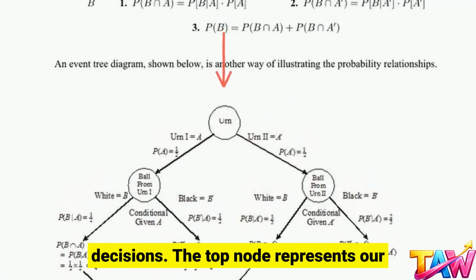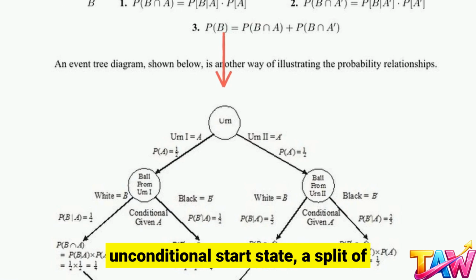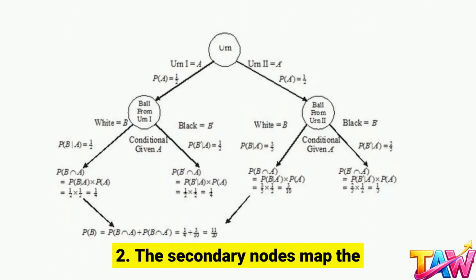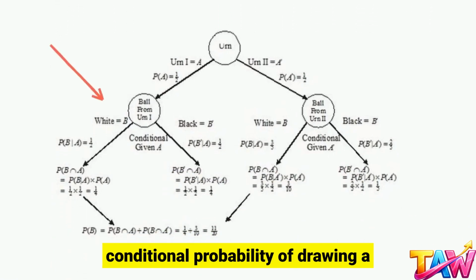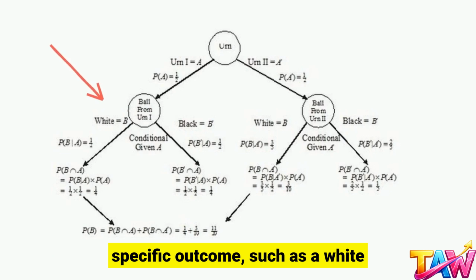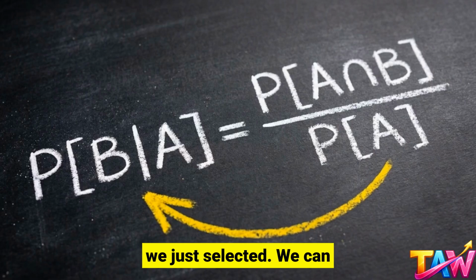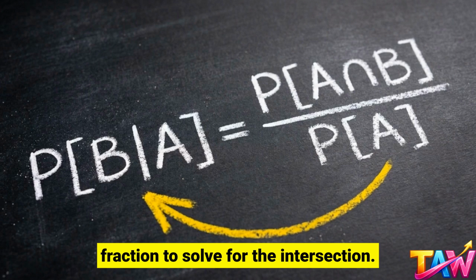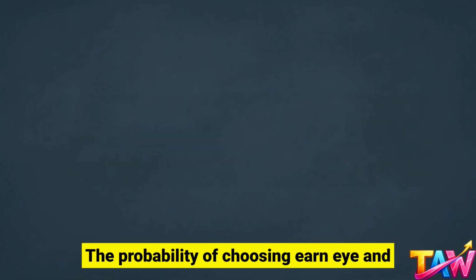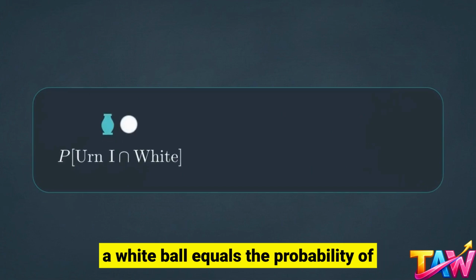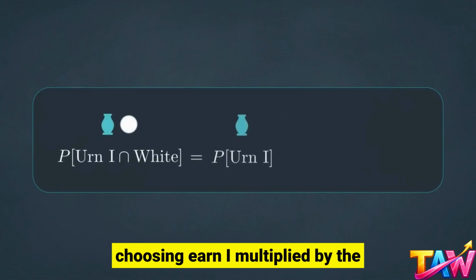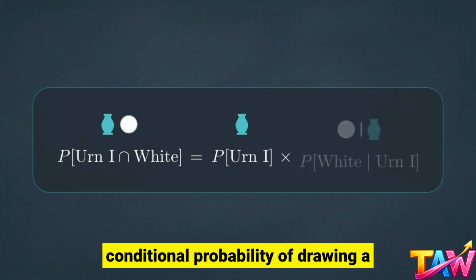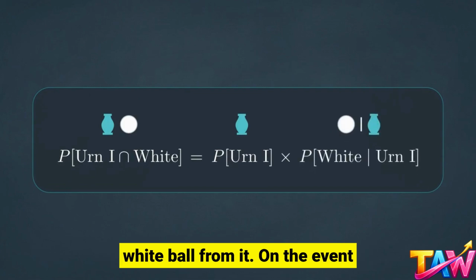The top node represents our unconditional start state, a split of choosing either urn 1 or urn 2. The secondary nodes map the conditional probability of drawing a specific outcome, such as a white ball, strictly given the specific urn we just selected. We can extract the multiplication rule by rearranging our earlier algebraic fraction to solve for the intersection. The probability of choosing urn 1 and a white ball equals the probability of choosing urn 1 multiplied by the conditional probability of drawing a white ball from it.